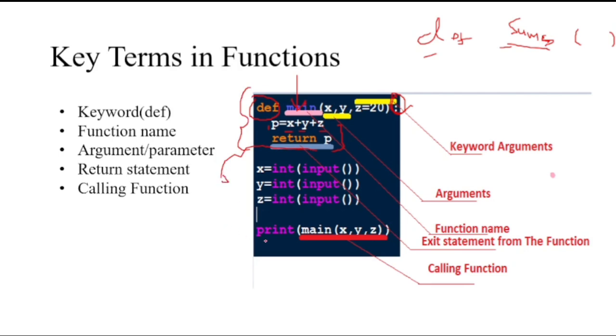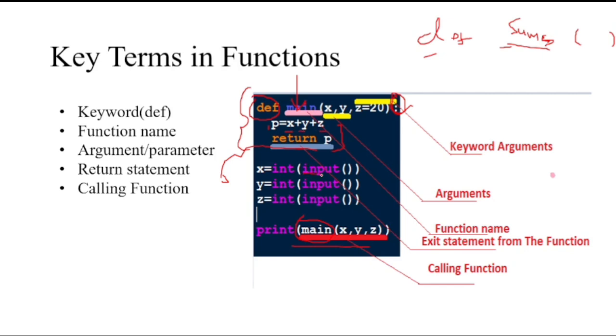So now you need to call your function. That is function calling. To call your function, you use the function name. We use the function name to call our function. So for this case, we were trying to get the sum of x, y, and z.